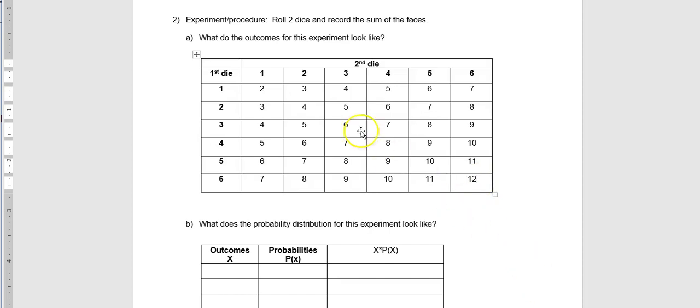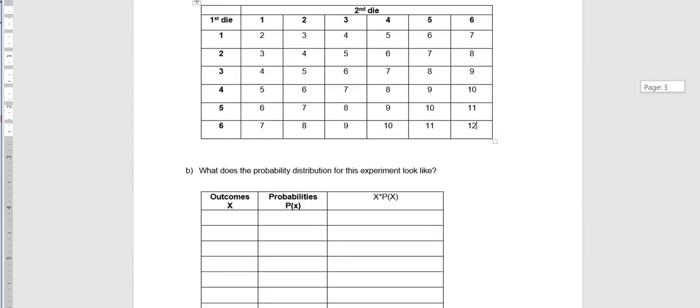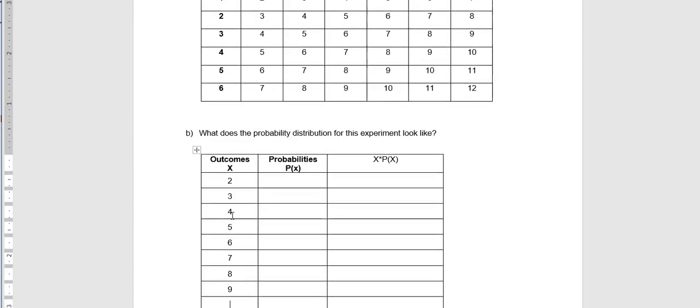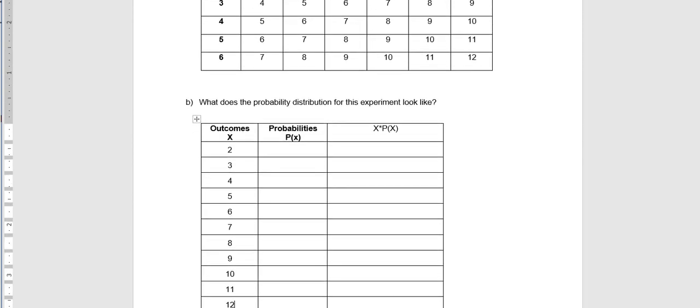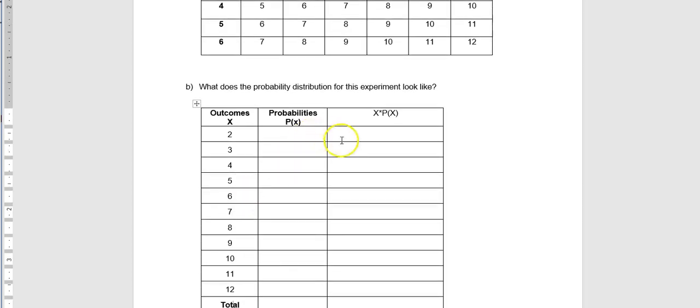We filled in this whole table with the sums from the dice, and now we want to look at what different outcomes we have in this table so that we can do a probability distribution for those. So if we look at the different values that we ended up with, we have a 2, a 3, a 4, a 5, a 6, a 7, and all the way up to 12. So those are all of our different outcomes.